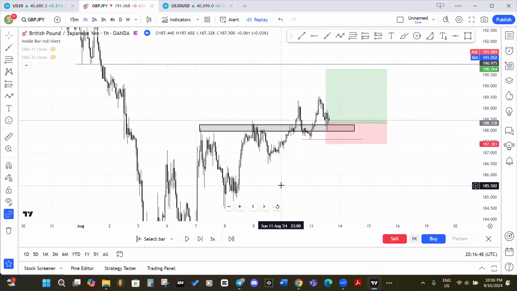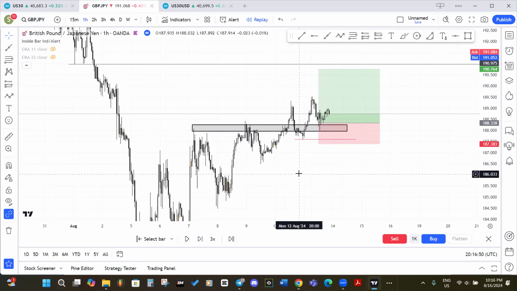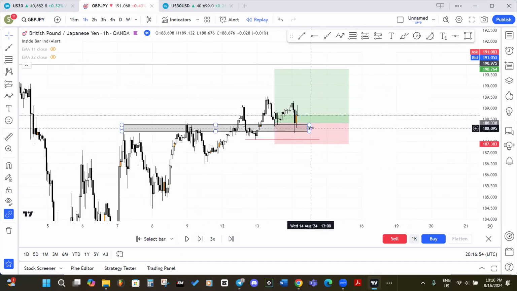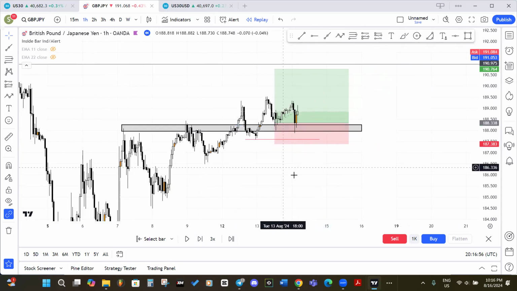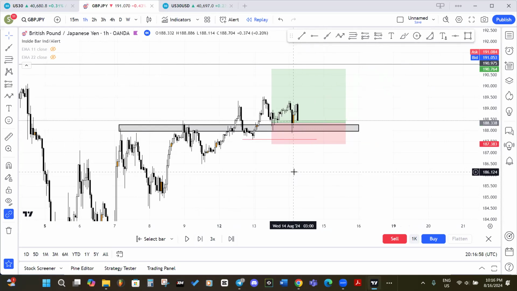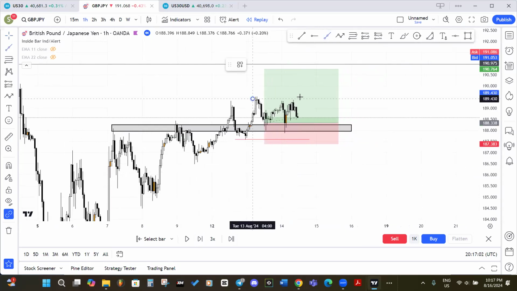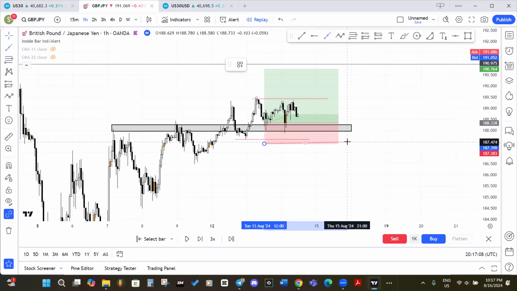Got in. Right? Seems like now the market is respecting this support. Let's just see what happens. So if price breaks here, that's when I'll be willing to move my stop loss all the way here to break even.